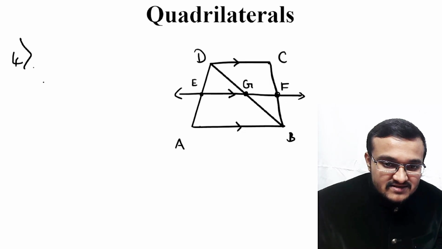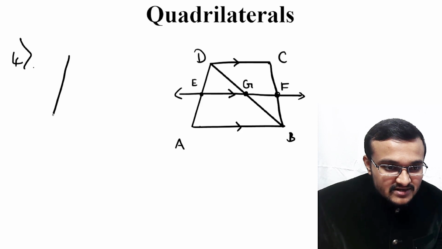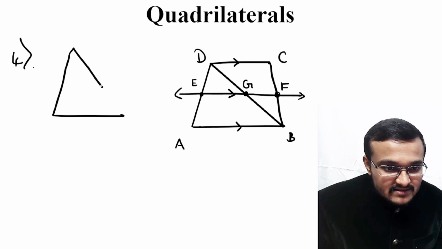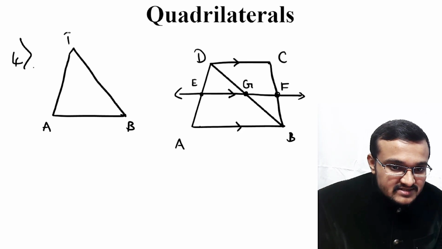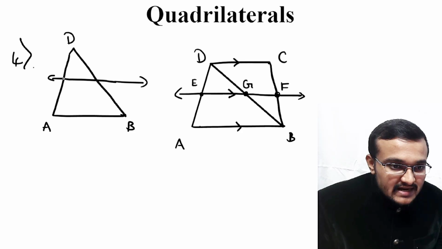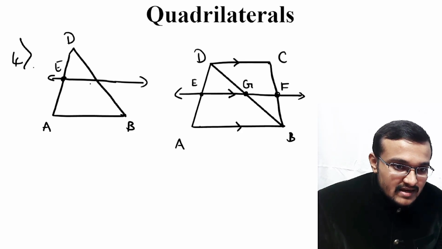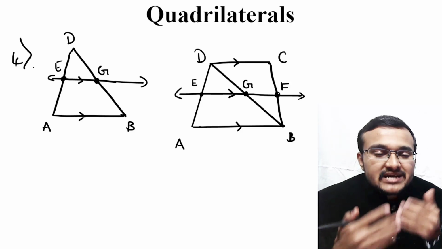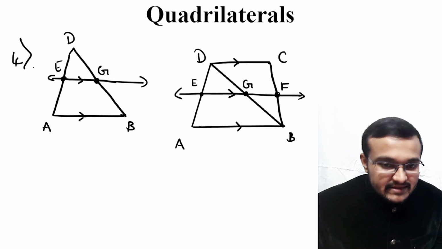First let us consider the triangle ABD, that is this particular triangle. So here we have a triangle like this. This is A, this is B, this is D. Here we have a line passing through this at E point, and here we have named this point as G, and we know that this particular line is parallel to AB. That is, EG is parallel to AB.